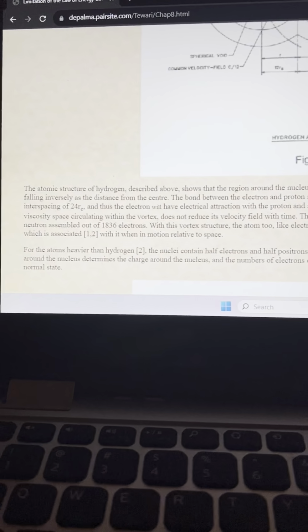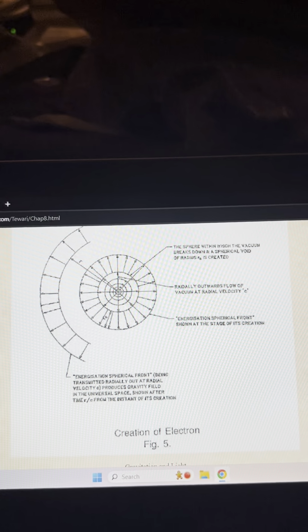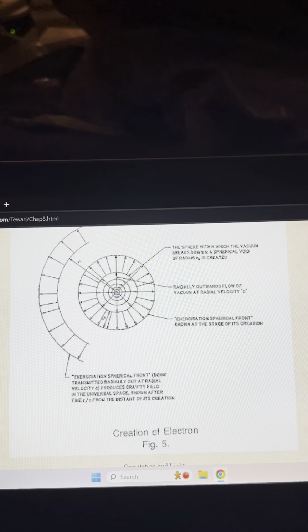The sphere within which the vacuum breaks down, a spherical void of radius is created. Radially outwards flow of vacuum at radial velocity c. Energization, spherical front shown at the stage of its creation. Energization, spherical front being transmitted radially out at radial velocity c, produces gravity field in the universal space, shown after time r/c from the instant of its creation.